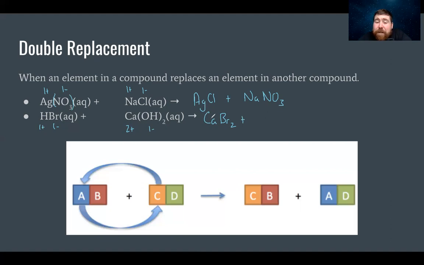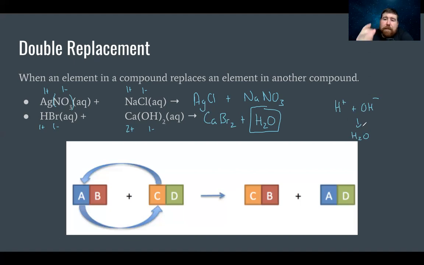Now this one's kind of fun. It's really easy to write HOH because, right, positive hydrogen and a negative OH. But what is HOH? HOH, if you haven't figured that out, is good old-fashioned H2O. It's water. So whenever you have hydrogen ions reacting with hydroxide ions, this will always form water, liquid water.